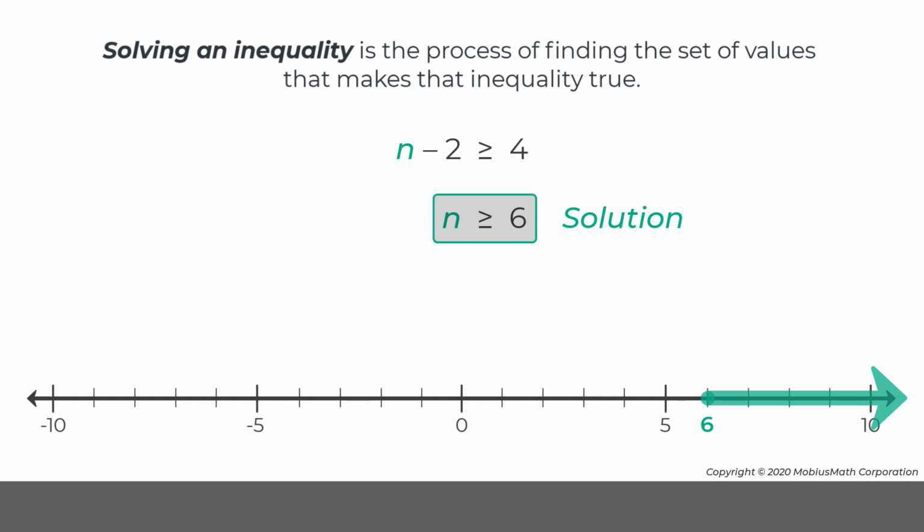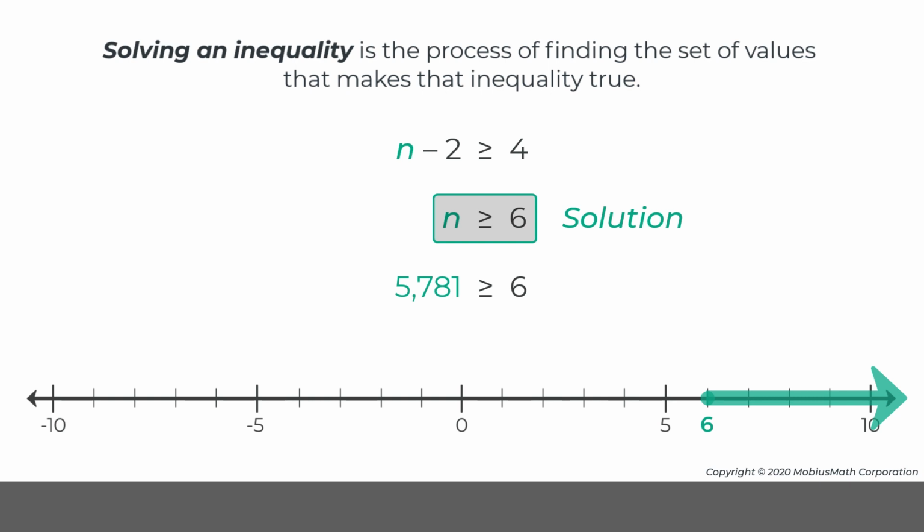An arrowhead is placed at the end of this shaded line to show that all of the points to the right of the end of the number line also make this inequality true. For example, n equals 5,781 makes this inequality true. So, the arrowhead at the end of the shaded line shows that points like this are also included in the solution to this inequality.